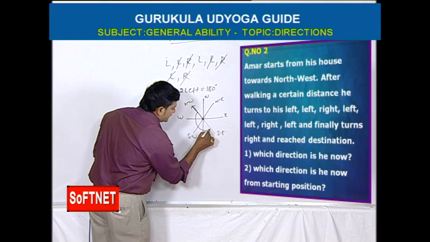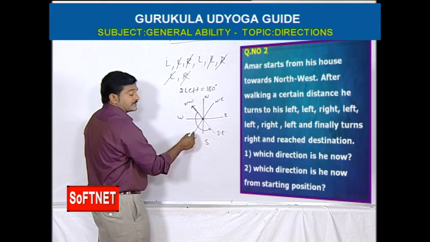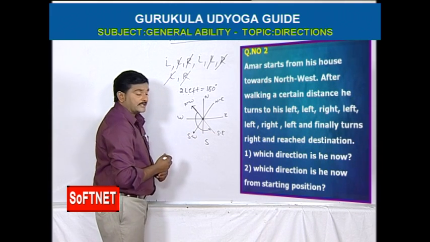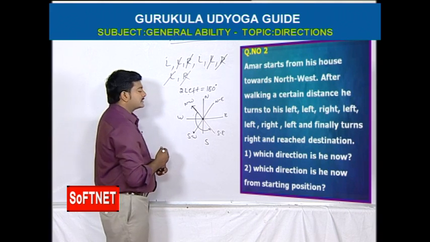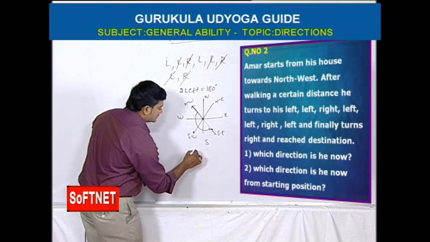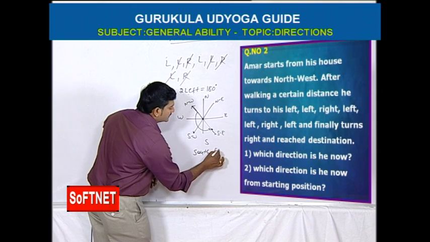So applying 180 degrees from left. Here northwest and southwest angle is 90, southwest and southeast angle is 90. So 90 plus 90, how much am I getting? 180 degrees. Hence now he is on which side? Southeast direction. Hence the answer for the given question is southeast direction we can say.